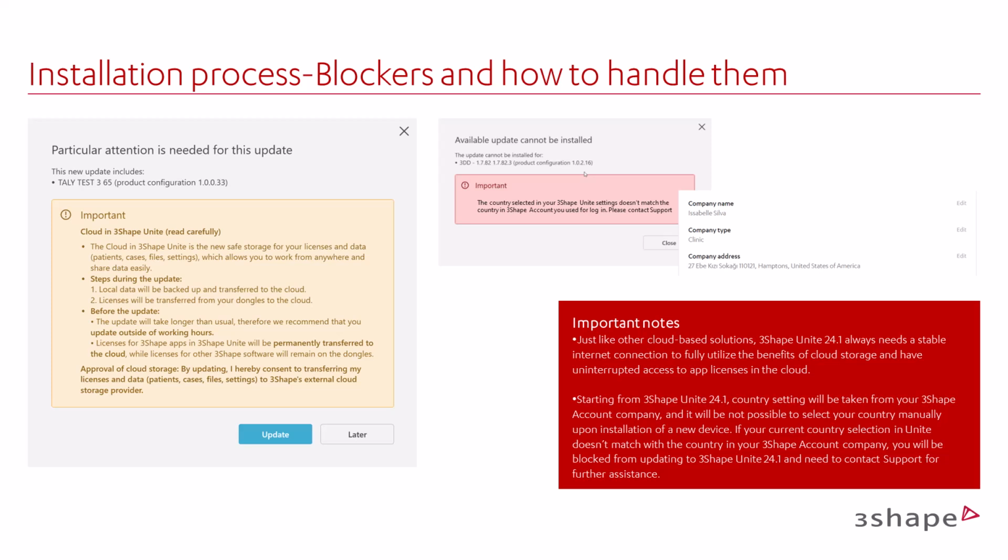Starting from Unite 24.1, the country setting will be automatically taken from the user's 3Shape account company. It will no longer be possible to manually select the country during the installation of a new device. If the country selection in Unite does not match with the country in the user's 3Shape account company, upgrading to Unite 24.1 will not be possible.